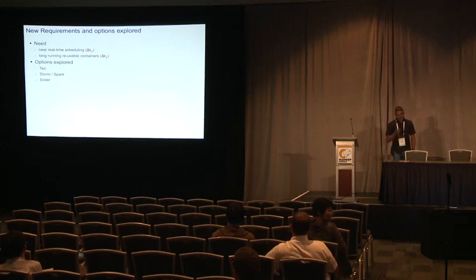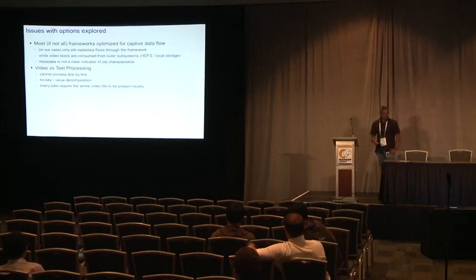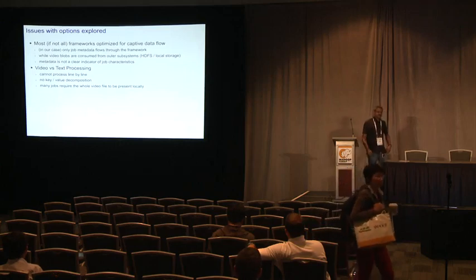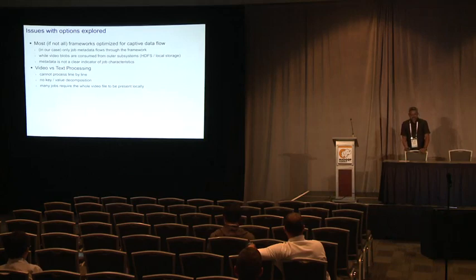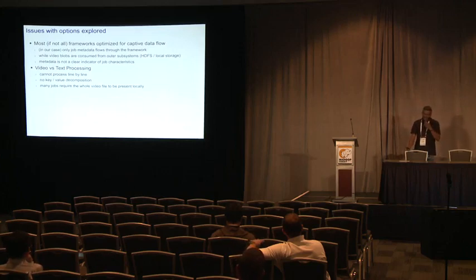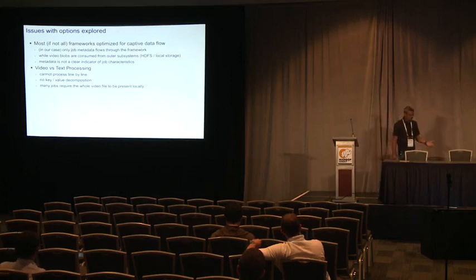We actually explored Tez, Storm, and Slider. Most of these frameworks are actually optimized for captive data flow, which is data flowing through the framework as such. But in our case, it's actually metadata that flows through the framework, and the files are picked off either HDFS or the local file system. And this metadata is not exactly a clear indicator of the size of the job that you're actually processing. So most of the smarts that are given by the framework can't be used here. And the problem with video processing is you cannot do it line by line. There is no key value decomposition, and many of the jobs actually require that the whole file be present locally.